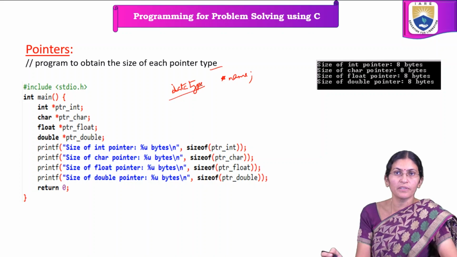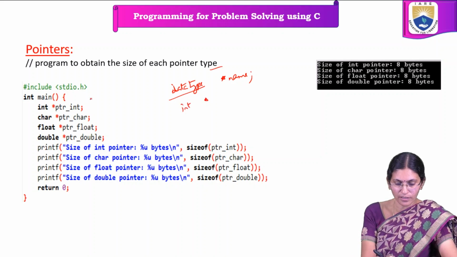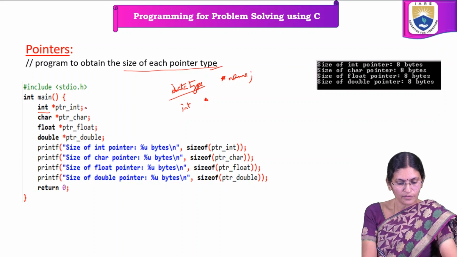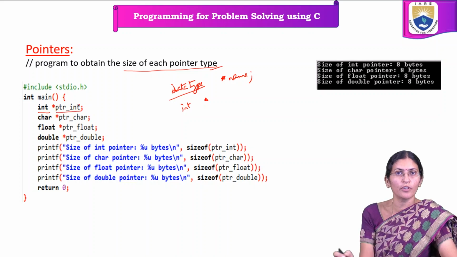So here data type refers to the type of the value which the pointer is pointing to. So it can be an integer pointer. If you write in this way, this is a program to obtain the size of each pointer type. Suppose you declare a pointer to an integer type, then this is just a declaration. We are declaring a pointer to an integer type. So this is the pointer name.